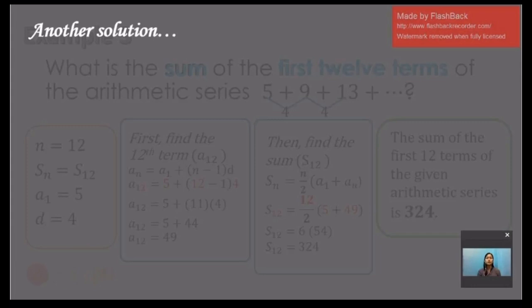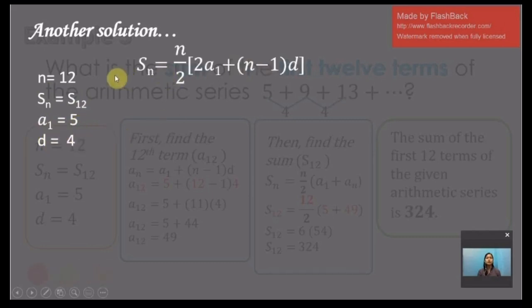So there is another solution to this problem. We have the given values: n is 12, S sub n is S sub 12, which is the unknown, a sub 1 is 5, and d is equal to 4. Using the first formula, S sub n is equal to n over 2 times the quantity of 2 times a sub 1 plus the quantity of n minus 1 times d.